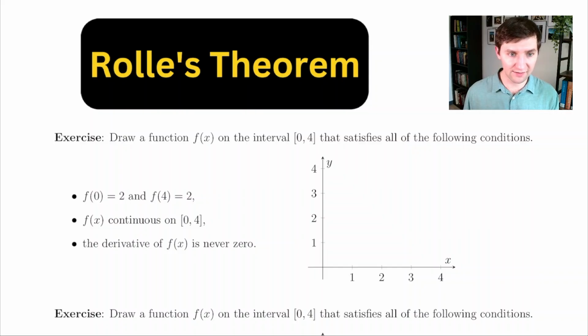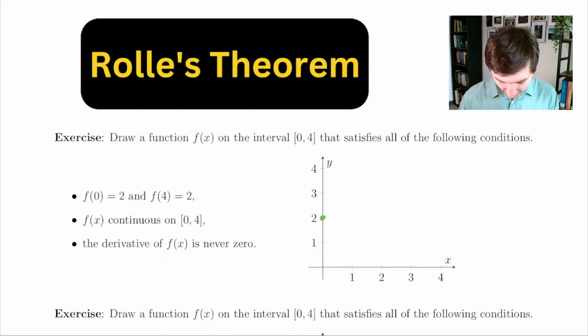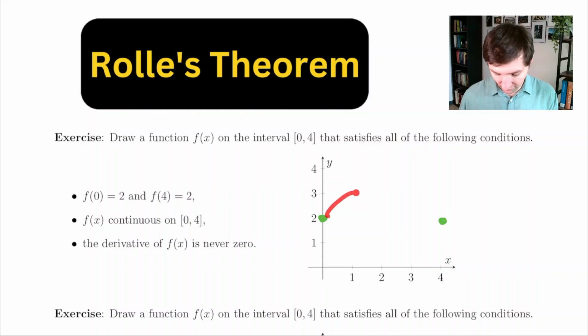The first condition says that the value of the function at 0 and at 4 must be 2. This means that the function must start at the first green dot I just added to the graph and must end at the second green dot I just added to the graph. The second condition says that the function must be continuous. I must be able to draw it without lifting my pencil.